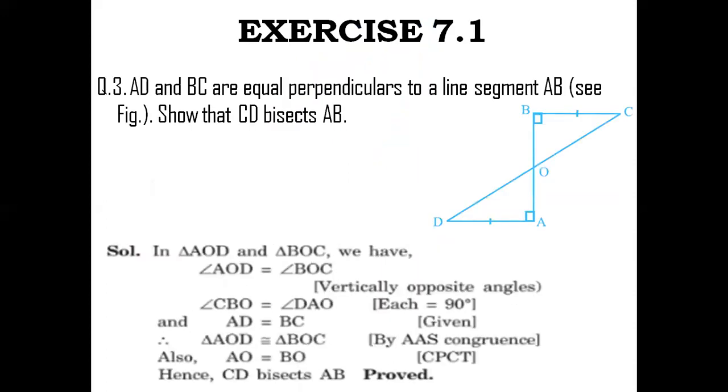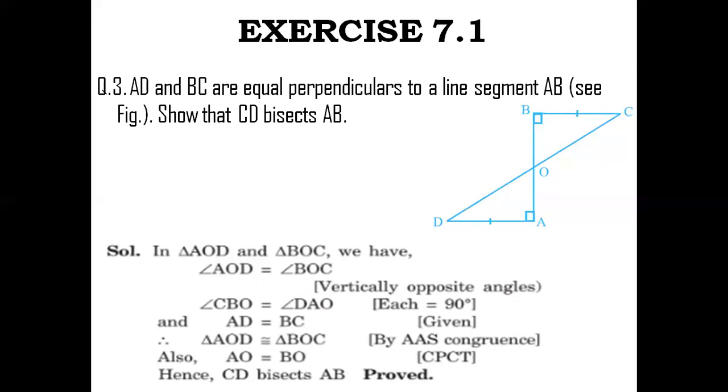Exercise 7.1, question number 3. It says that AD and BC are equal perpendiculars to a line segment AB. So what is equal? AD and BC, they are equal and as well as they are perpendiculars. Let us look into the figure. Yes, it is also mentioned in the figure that AD is equal to BC. And it is also mentioned that angle A and angle B are perpendiculars. Good enough. What have been asked to prove? Show that CD bisects AB.